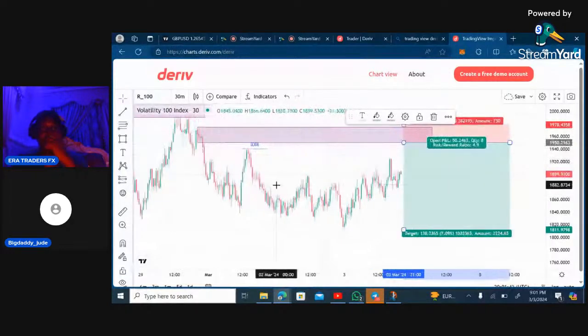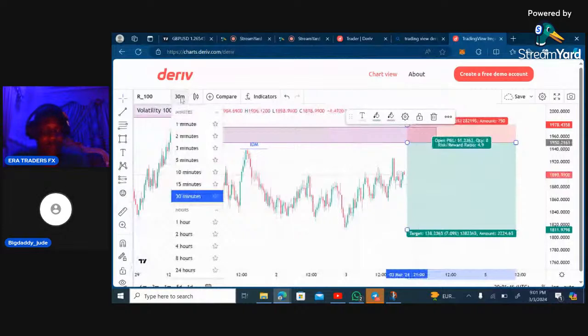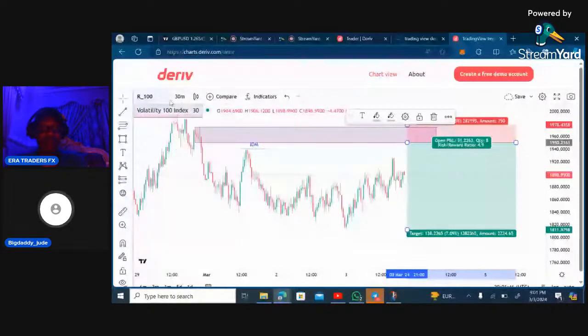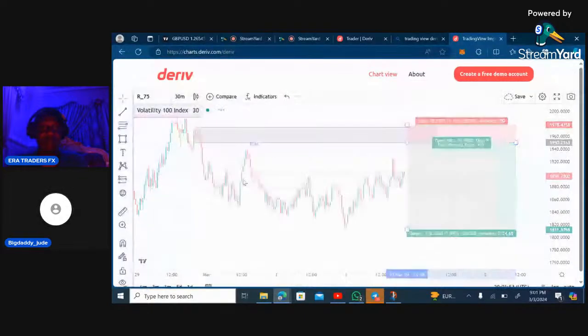So all right, let's go to V75. So for VIX 75, remember if you're analyzing the markets, always go from your higher time frame to lower time frame because your higher time frame controls the markets.